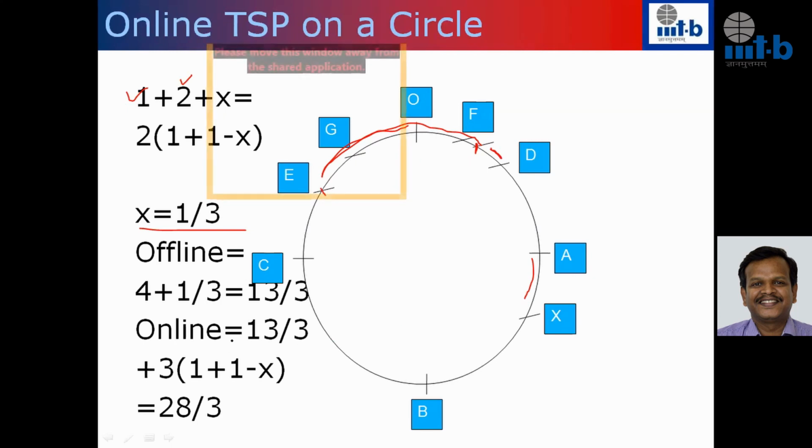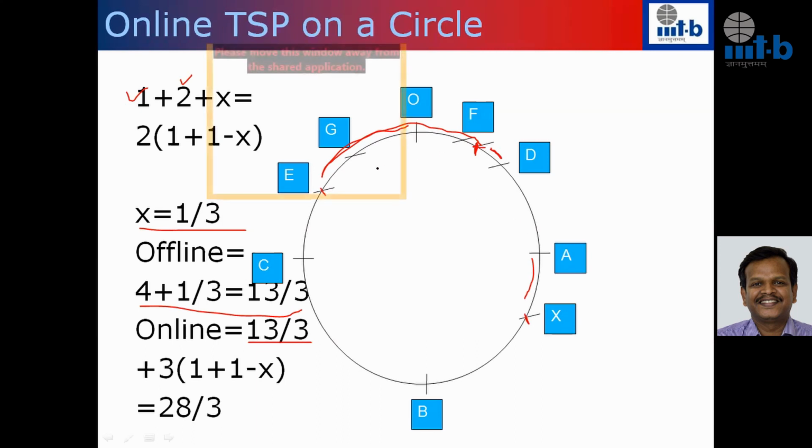So as I mentioned earlier, the online algorithm at 4 plus one third will be at x. So if I release a request at 4 which is at x, it can complete that request at 4 plus 1 by 3, which happens to be 13 by 3. But the online algorithm at this point of time, that is 13 by 3, will be at this location. After that, it has two requests to be served, right? One is at A, one is at X.